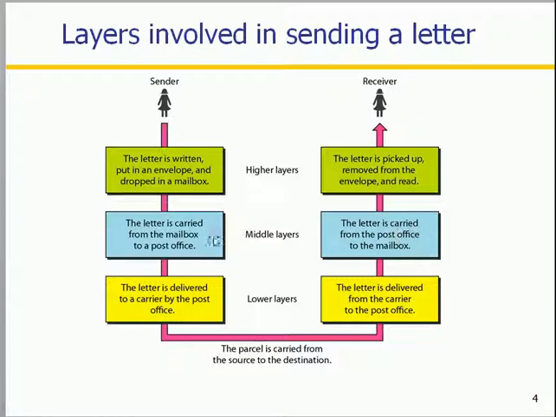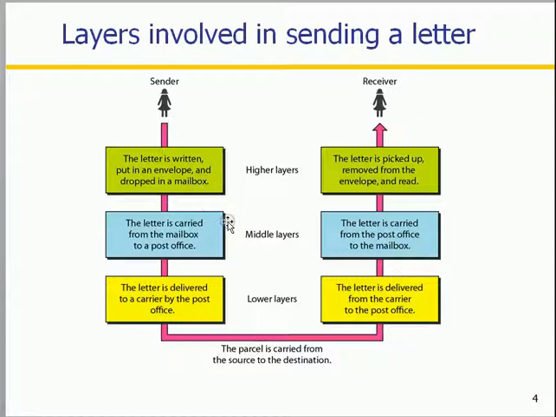The letter is then delivered to a carrier by the post office. The post office gives it to a delivery man, and then the delivery man will get the letter to the receiver. So layer 3, the thing it did, the sender: the letter was written, it was given an address, it was enveloped so that people can recognize where it's supposed to be sent, and then it was sent to the mailbox. That was the work of layer 3.